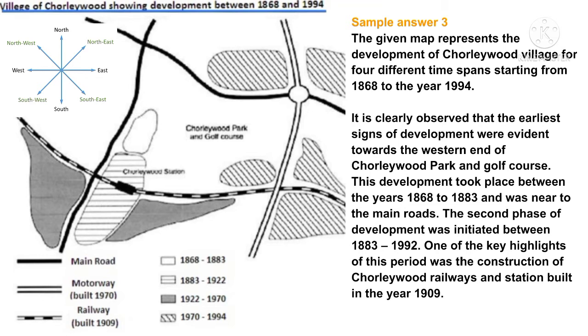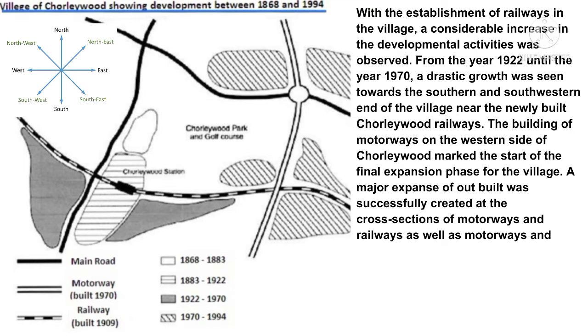Sample answer 3. The given map represents the development of Chorleywood village for 4 different time spans starting from 1868 to the year 1994. It is clearly observed that the earliest signs of development were evident towards the western end of Chorleywood Park and Golf Course. This development took place between the years 1868 to 1883 and was near to the main roads. The second phase of development was initiated between 1883 to 1922. One of the key highlights of this period was the construction of Chorleywood Railways and Station built in the year 1909. With the establishment of railways in the village, a considerable increase in the developmental activities was observed.